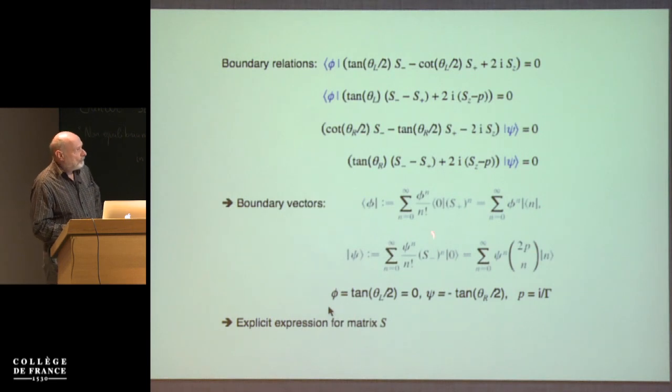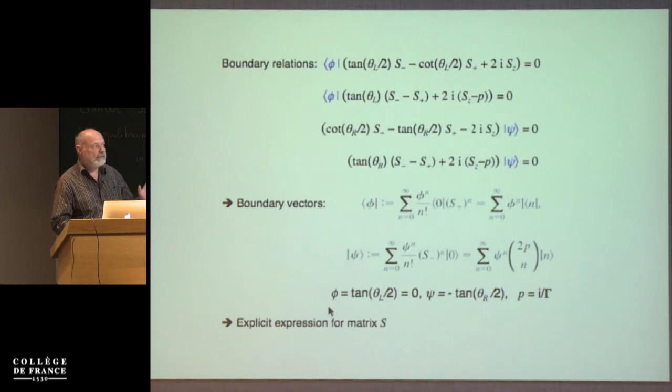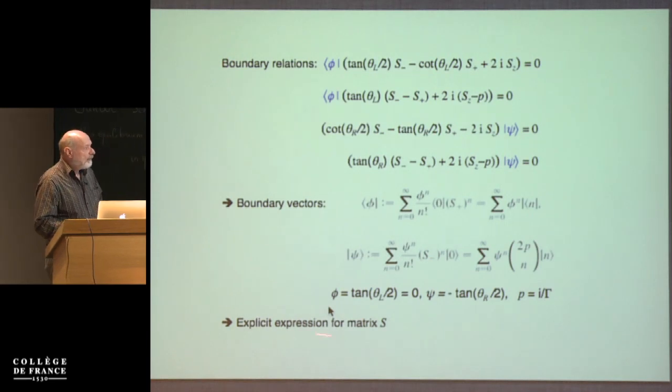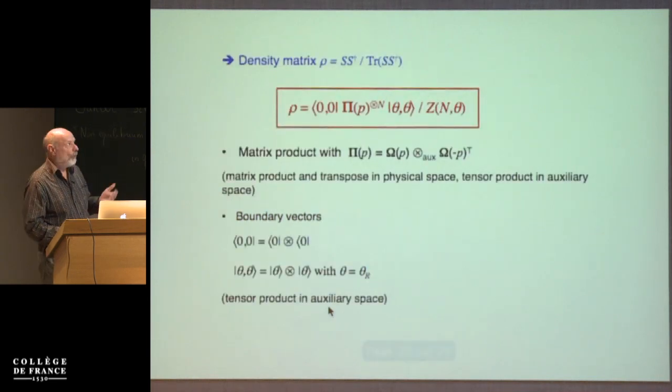Okay, and now we solve this boundary equation simply by setting these parameters phi and psi to relate them to the tangent of the boundary angles. So the left one, for simplicity, we choose to be 0, and the right one we choose to be equal to theta. And it turns out that this parameter p has to be equal to i times i over the coupling constant, which gives you the strength of your Lindblad terms. So in this way, we obtain an explicit expression for this matrix S, from which we can compute rho.